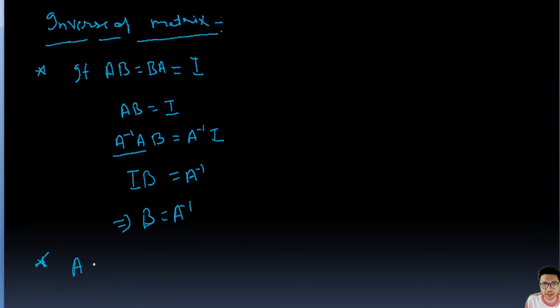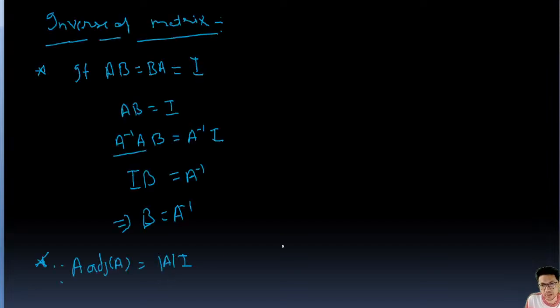Next point. This formula we know: A times adjoint of A equals determinant of A times I. This I have already explained. This holds since determinant of A is not equal to 0 for this case. So let me solve this.